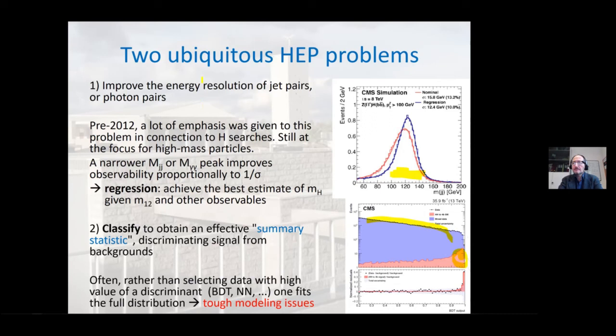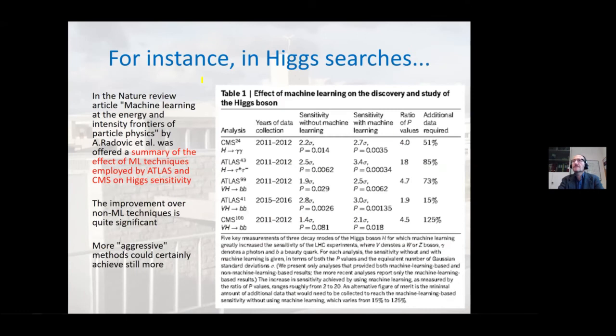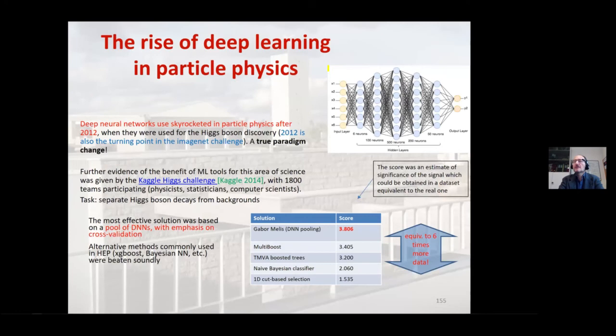And often you have to deal with modeling issues that affect your Monte Carlo. Here there is a table from a Nature review of machine learning that shows you the sensitivity for several processes with and without the machine learning tools. So you really can't do without these any longer, okay? This is a no-brainer by now. And we use deep learning for it.